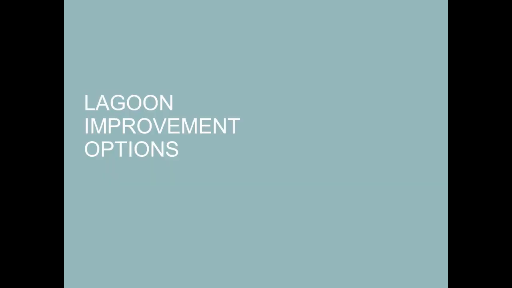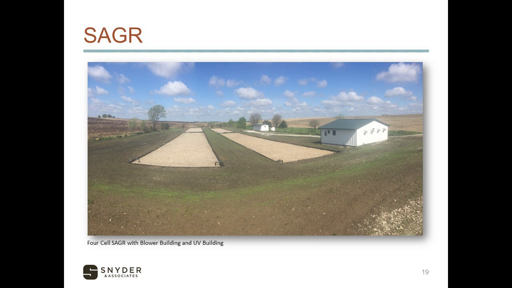Other lagoon improvement options that are a little higher in technology. This happens to be a Sager unit, which is a 4-cell Sager with a blower and a UV building shown. Each of these 4 cells are approximately 24 feet wide and 200 feet long.